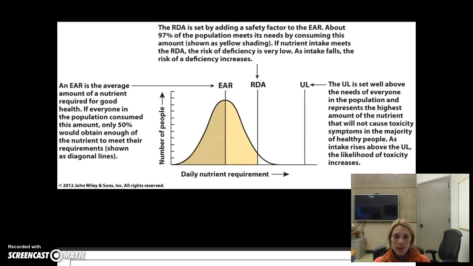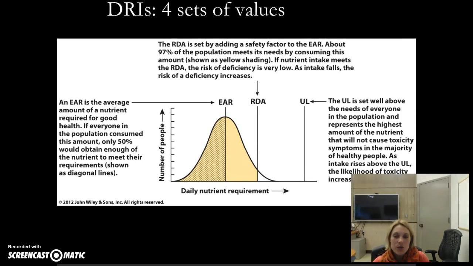So first we have our DRIs, which are 4 sets of values here. You can see EAR is the amount of a nutrient that meets about half the population's needs. So the EAR isn't really used for individuals. The EAR is only going to be used when we're looking at populations. Examples of that could include things like nursing homes, school lunch, and Meals on Wheels. So we're really using the EAR to say, it's getting 1/3 of most people's need of something.